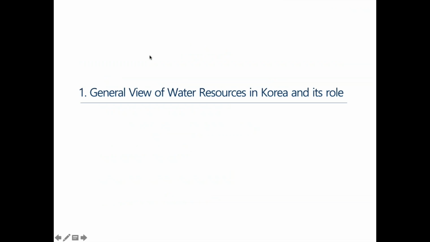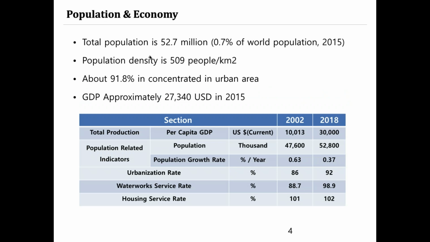First of all, I would like to start with an introduction to the water status in Korea for your better understanding of the history of smart water technology in Korea. As you see on this slide, as of 2015, the total population was almost 52 million, and GDP was 27,000 US dollars. As you can see, the urbanization rate, waterworks service rate, and housing rates are very high, almost near 100%.